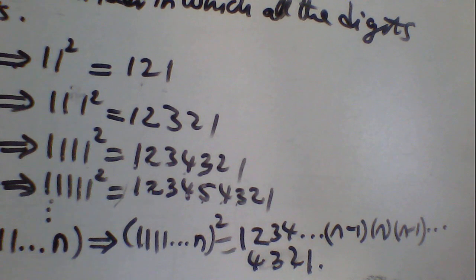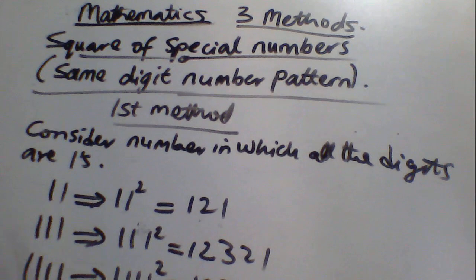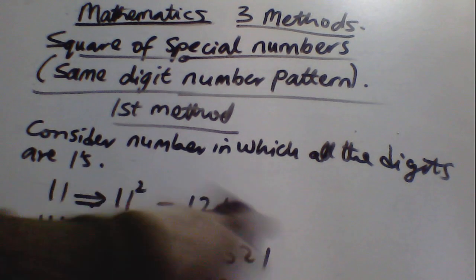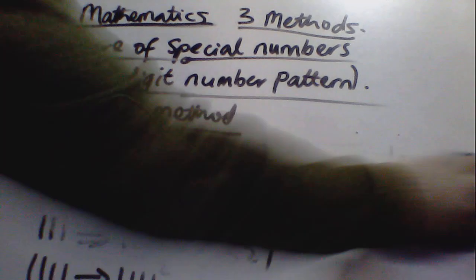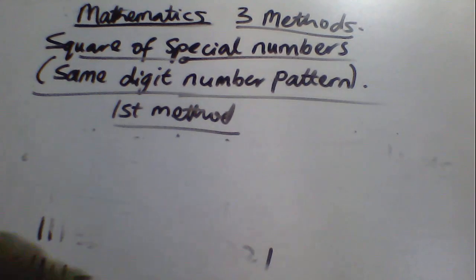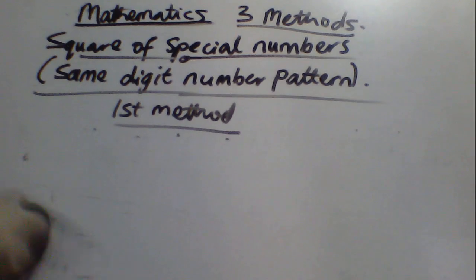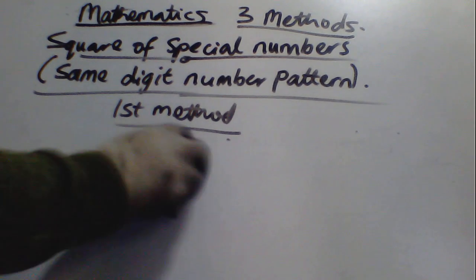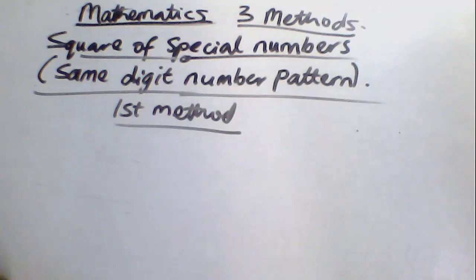Why I mention this is that this pattern will help us to find the square of numbers in which all its digits are the same. It will be easy, instead of using the ordinary method of finding the square. This will be easy in an examination or in a classwork. You can do that in a second.